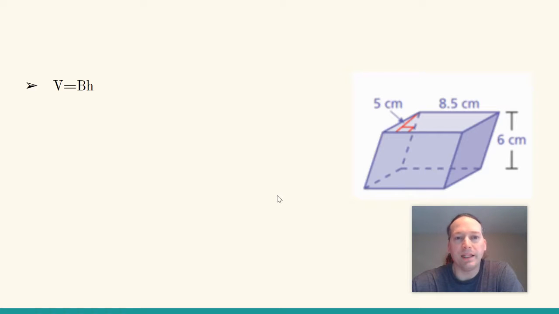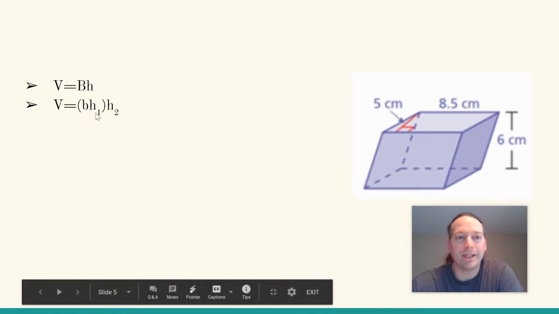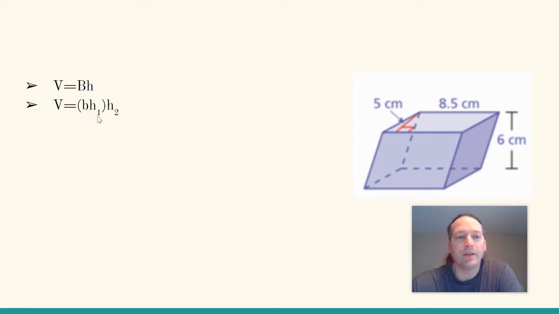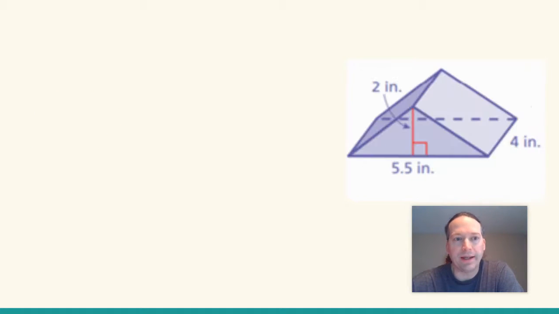So volume equals the area of the base times the height. Now, here's where it gets a little complicated. When we're writing it a little bit more specifically, we have the little b for base, and then we have two different heights. You have the height of the face, and then you have the height of the object itself, the prism itself. So the base is 8.5, the height of the face is 5, and the height of the whole object is 6. So that comes out to be 255 centimeters cubed once you've done that.